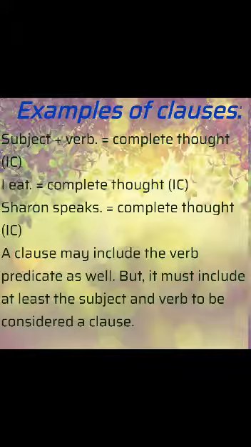Suppose I eat, it is a complete sentence. I eat, मैं खाना खाता हूँ, ये एक complete thought है. Sharon speaks, ये भी अपने आप में complete thought है. Sharon subject, speaks verb. So, subject plus verb. A clause may include the verb predicate as well. Like I eat, I is a subject and eat you can also call the predicate part, but it must include at least the subject and verb to be considered a clause. Without a verb it is not called a clause, or without a subject it is not called a clause. So you must consider it.